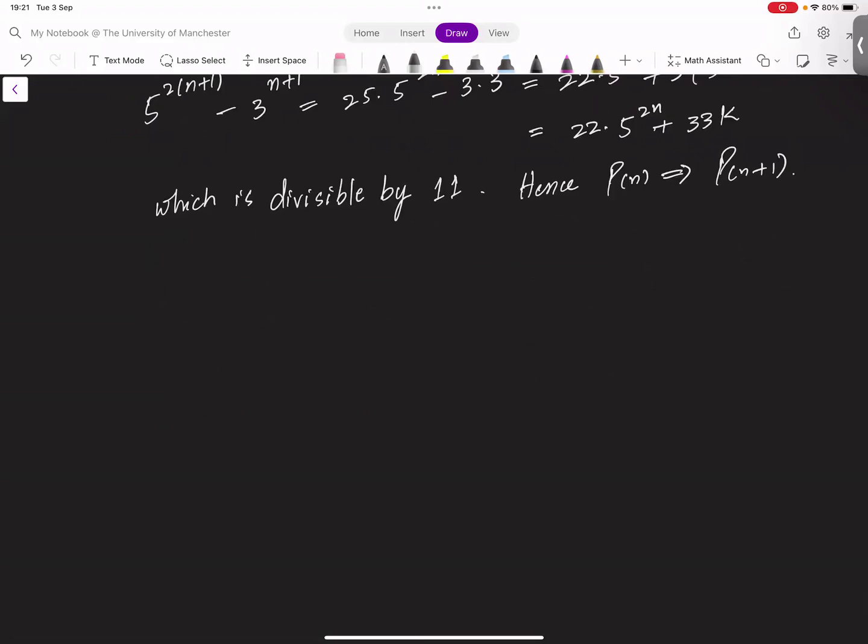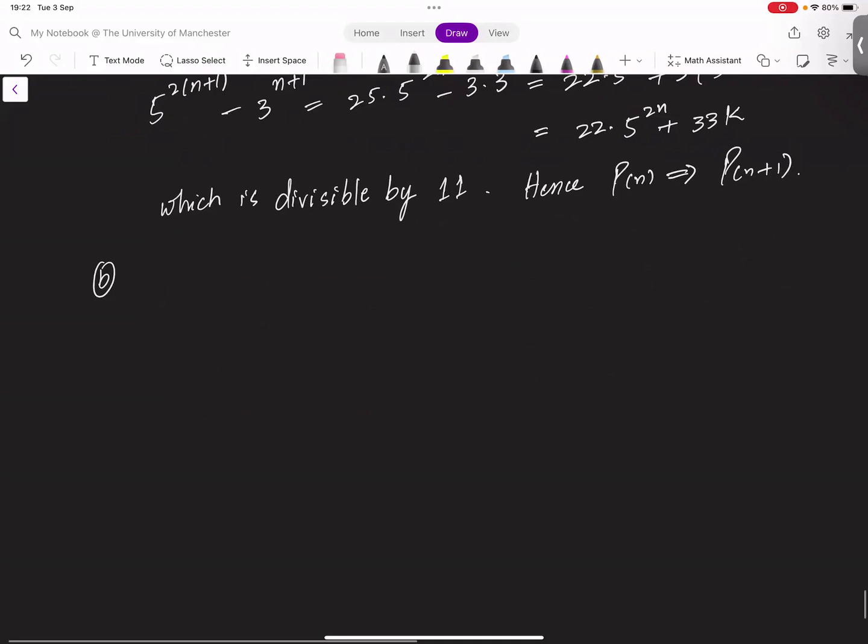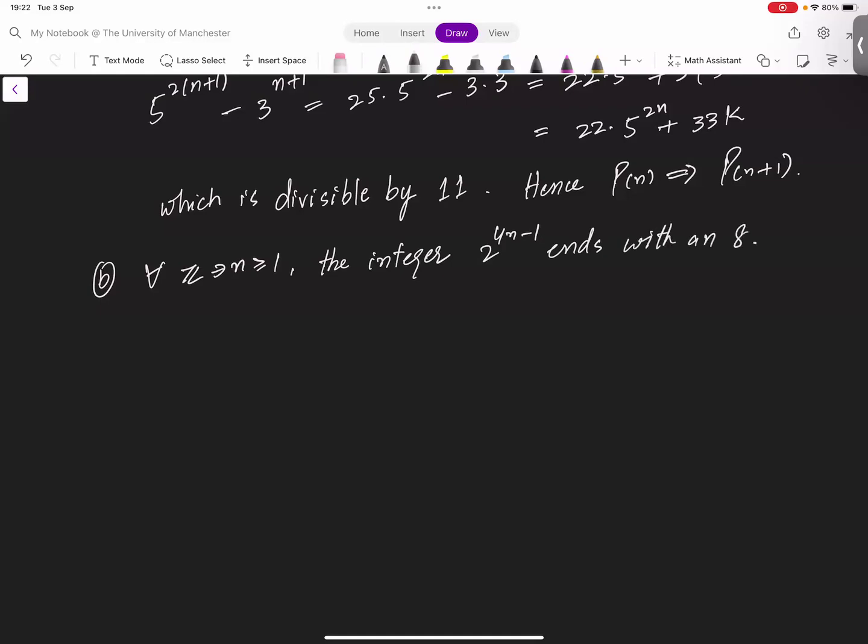B. Number B says, for all integers n greater than 0, not 0, 1, the integer 2 power 4n minus 1 ends with an 8. Solution.